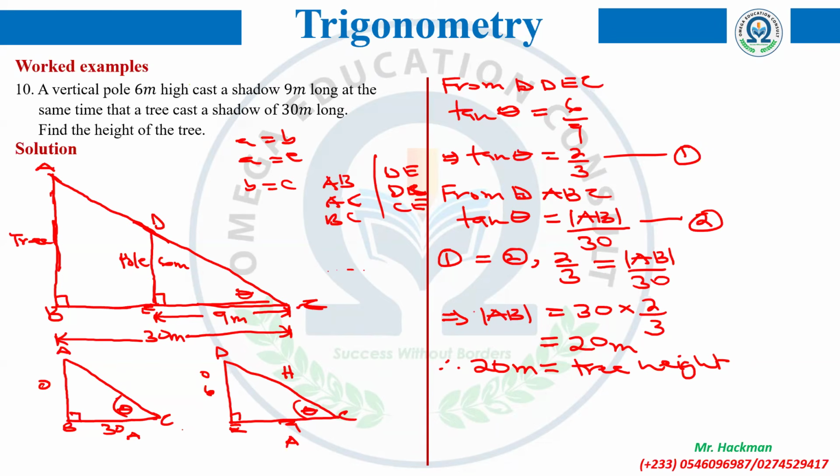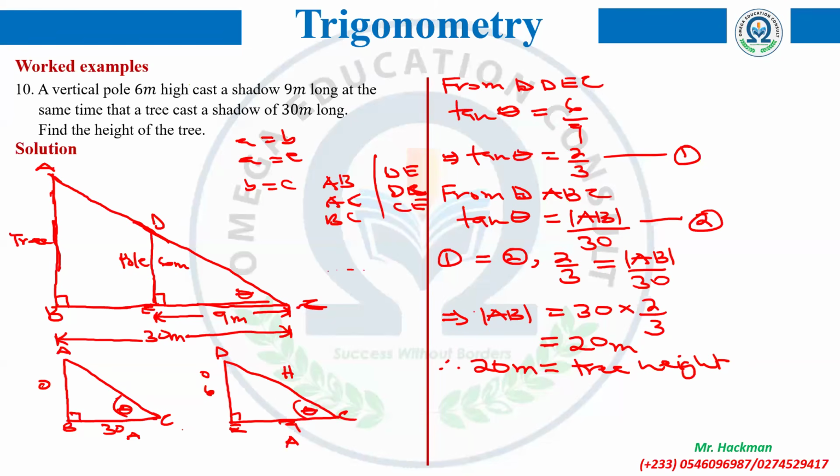Yes, please. Sir, please, I thought you have some equation which is C square is equal to A square plus B square. What about that one? Okay, so you are talking about the Pythagoras theorem.